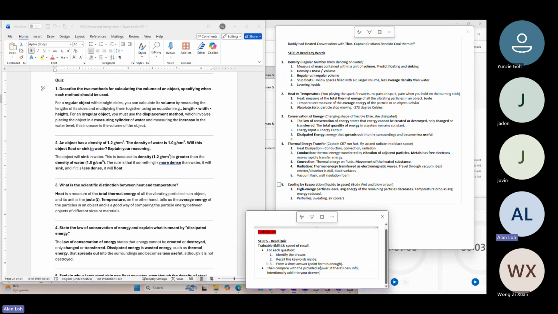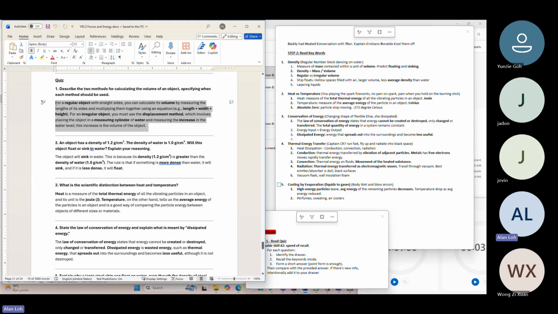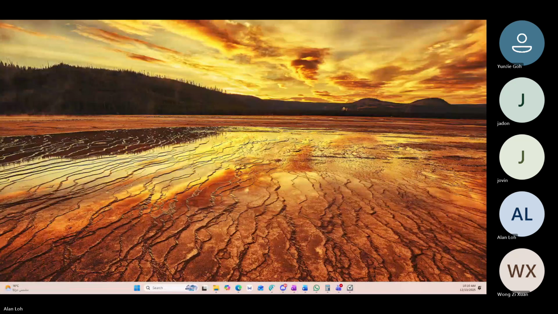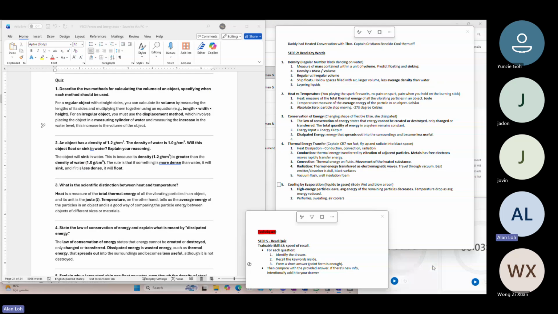And then you need to form a short answer. It doesn't need to be a very complete sentence. Point form is enough. Once you do that, you have already formed your own short answers in your mind. Then read this answer and compare it with yours. See whether it is similar or whether it has new information that you need to store inside your brain drawer. Right? Does it make sense, Yunjie? Because you are doing it the first time, so I need to make sure that you understood. Right? Okay.